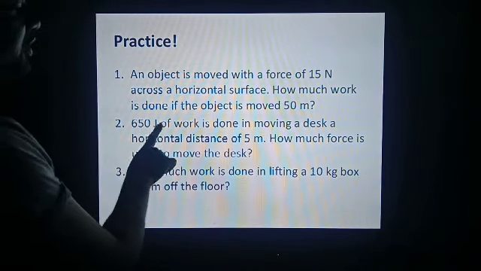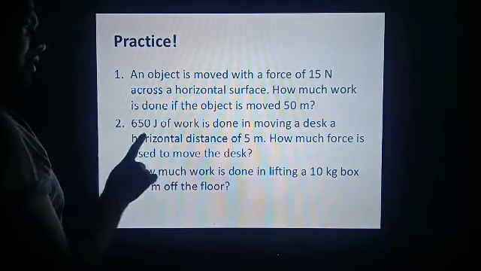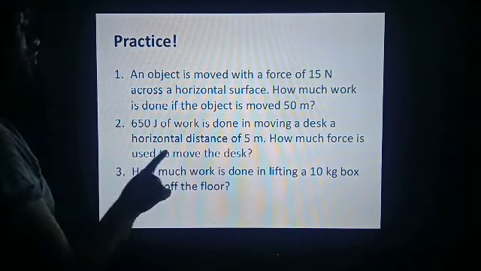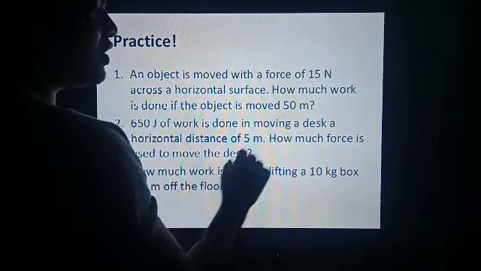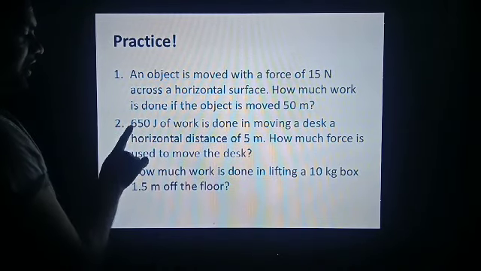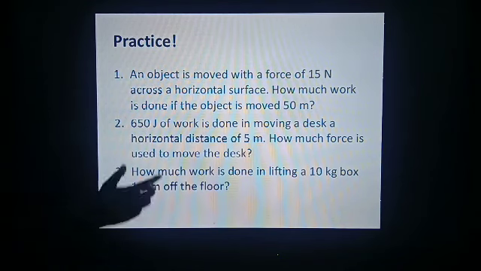Next question. 650 joule of work is done in moving a desk a horizontal distance of 5 meter. How much force is used to move the desk? This is W, this is D, you have to calculate F. So F is equal to W upon D. 5 ones are 5, 5 threes are 15, 0. So 130 Newton. That is the value of force.